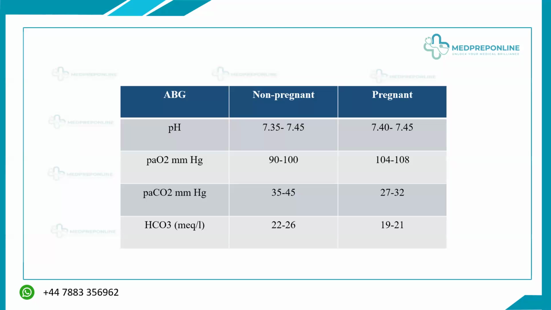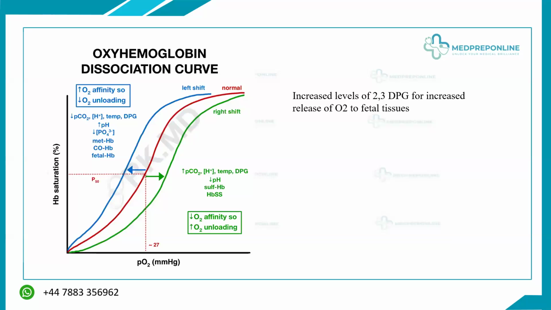It is 27 to 32. Now, the bicarbonate levels, because of the compensatory metabolic acidosis, there is an increased excretion like we discussed, and the bicarbonate levels go down. Now, coming to the oxygen hemoglobin dissociation curve, there is an increased level of 2,3-DPG, right? This causes a decrease in oxygen affinity, so there will be an increased oxygen unloading. So this increases the release of oxygen to the fetal tissues.